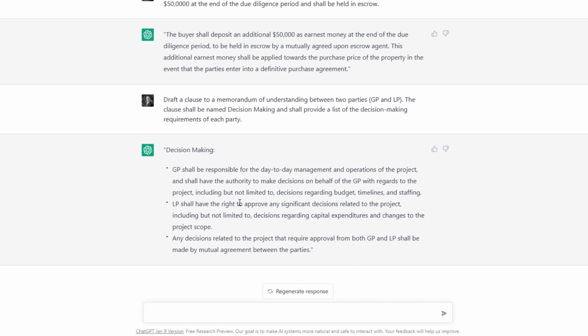So anyway, that is another use case for ChatGPT in commercial real estate investing.